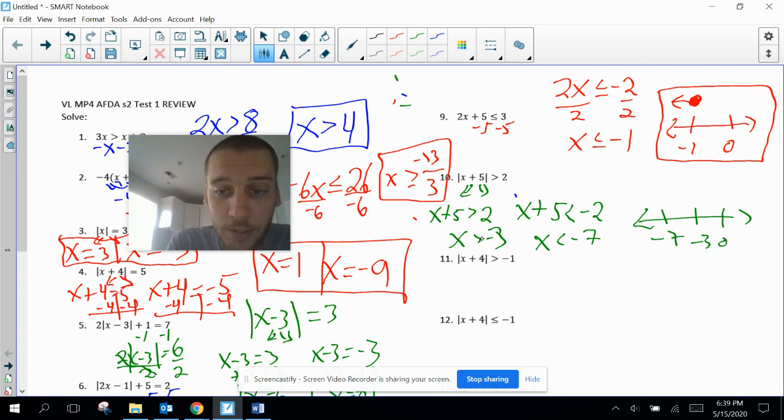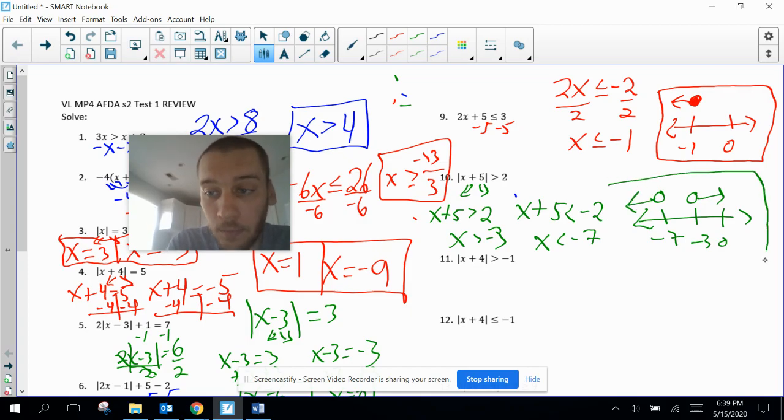This time I've got open circles because it's not "or equal to." Open circle, open circle. X is bigger than -3. That means I'm going to the right of -3. And this one says x is less than -7. Less than is going to the left. Final answer right here. It's like two graphs in one, basically.